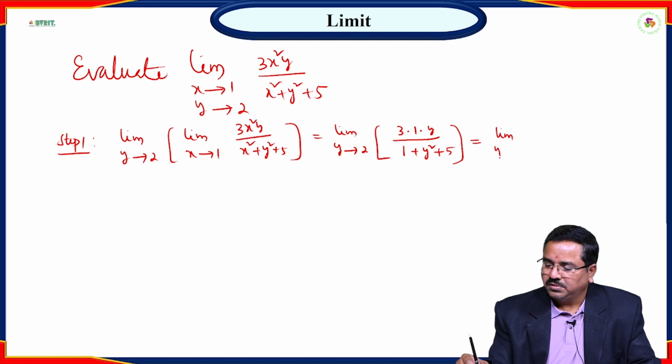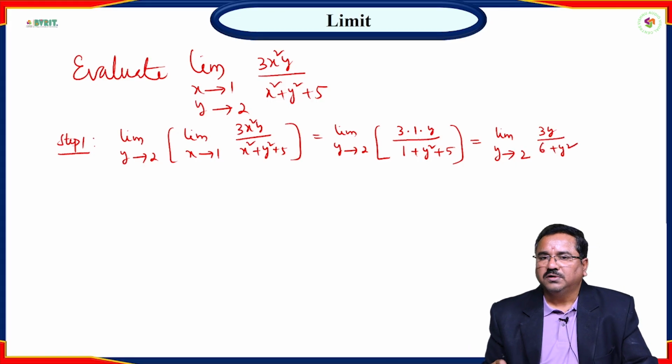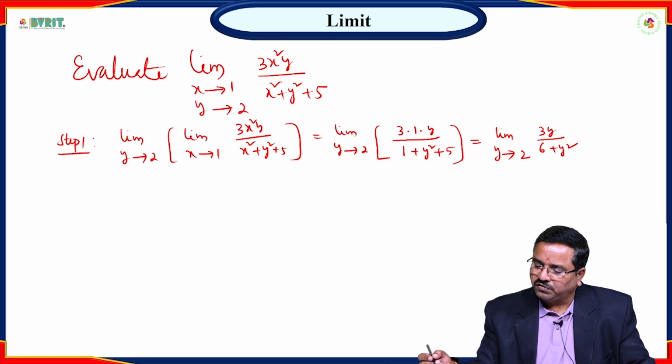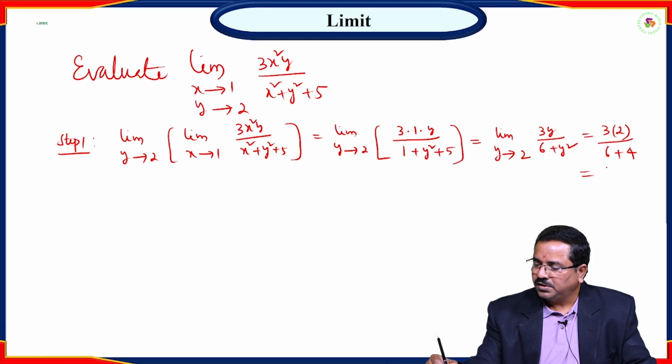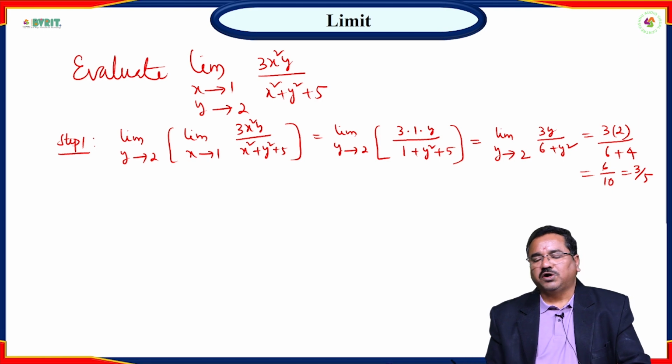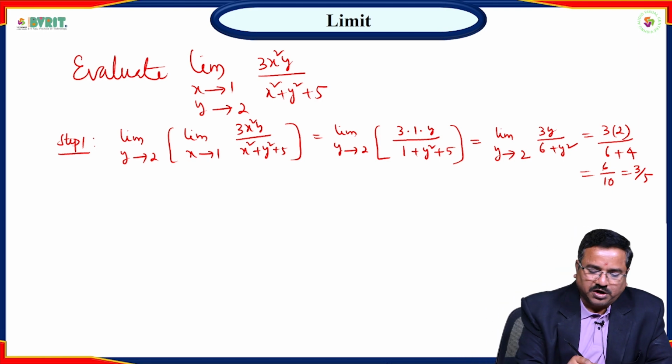So this is limit y tends to 2 of 3y by 6 plus y square. Then finally substitute y is equal to 2. What will you get? 3 times 2 by 6 plus 4, that is 6 by 10, this is 3 by 5. According to step 1, what you got? 3 by 5.